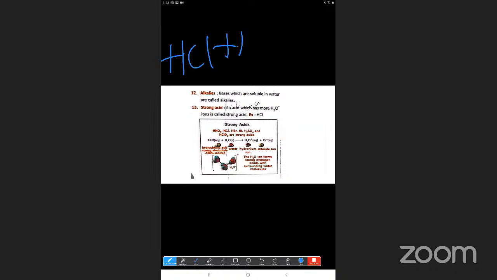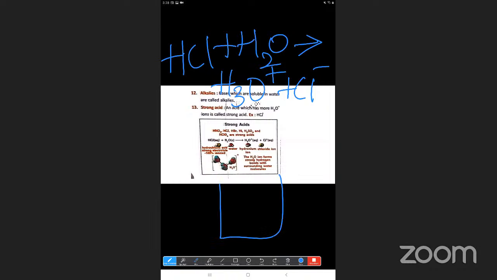HCl combines with water and releases H3O plus ions, right? So in a beaker, if you take some water and add HCl to this solution, the HCl and H2O combine together, and in that solution more H3O plus ions are released. So we can say that HCl is one of the strong acids. Remember that acids release more H3O plus ions in the solution.